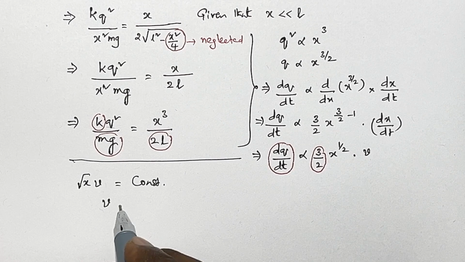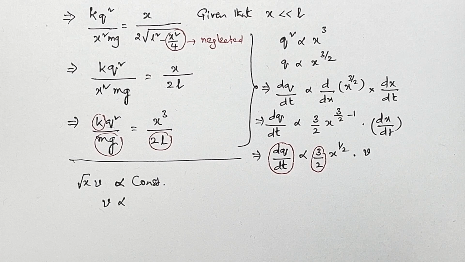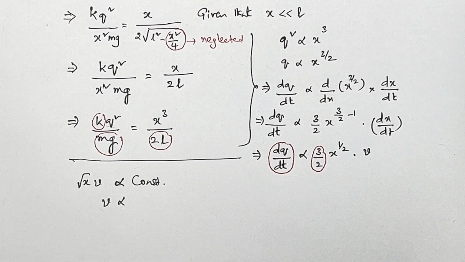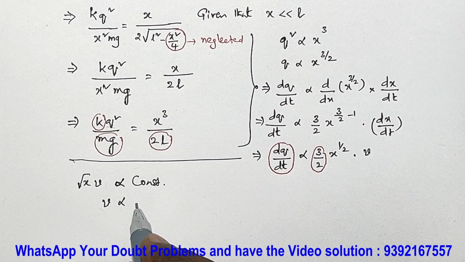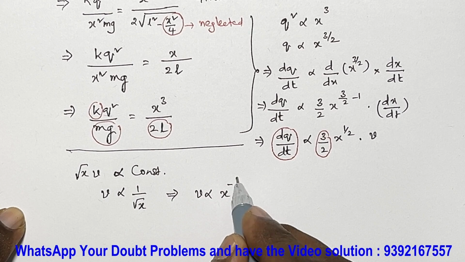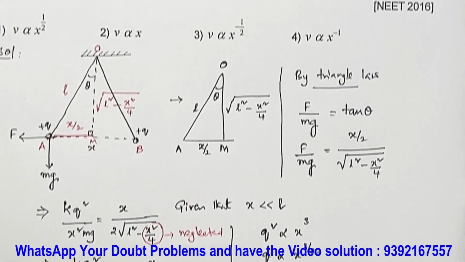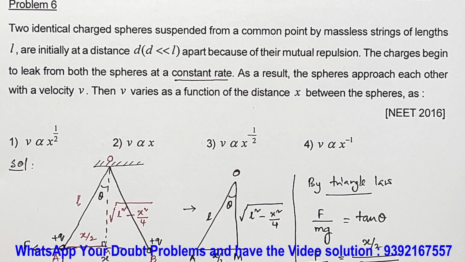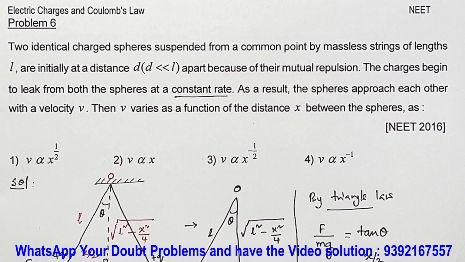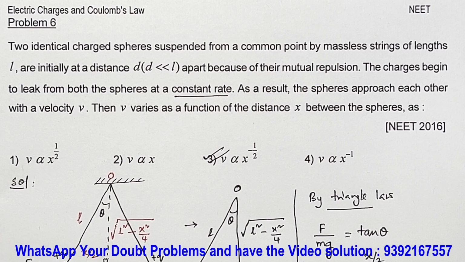So v is proportional to, here I will write proportional to, because I have taken out all the constants. If I neglect all the constants, the proportionality will come. So v is proportional to 1 by root x. That implies v is proportional to x power minus half. Like that I can write this root x. So the correct option, let us see. This problem was given in 2016. v proportional to x power minus half, so the third option is the correct option.